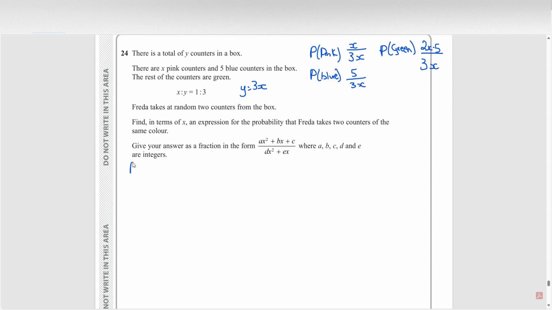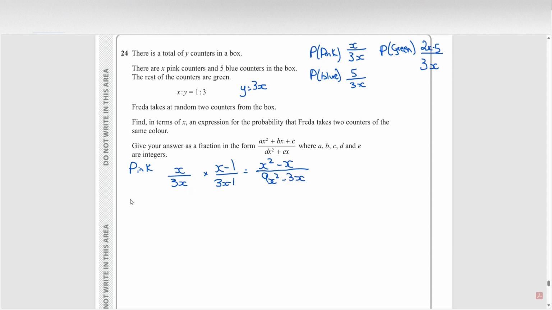So if we think of the pink, probability of the first one being pink is x over 3x. And we need to multiply that with the probability of the second one being pink. So that's going to be x minus 1 over 3x minus 1. If we combine those together now, our probability is going to be at the top x squared minus x, and the bottom is going to be 9x squared minus 3x.